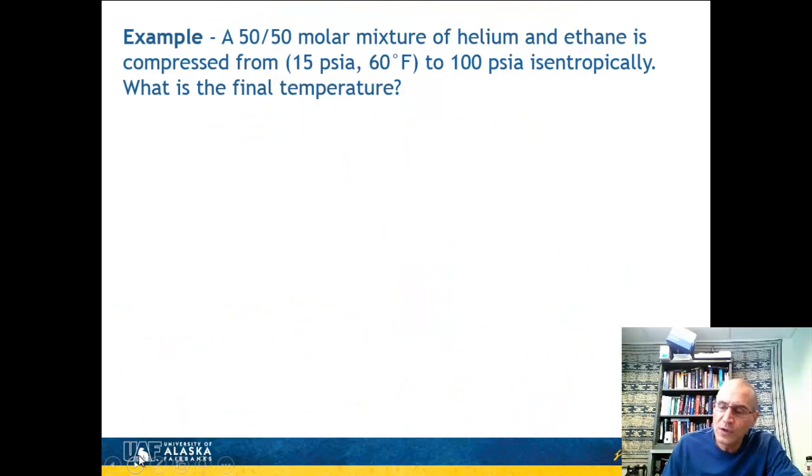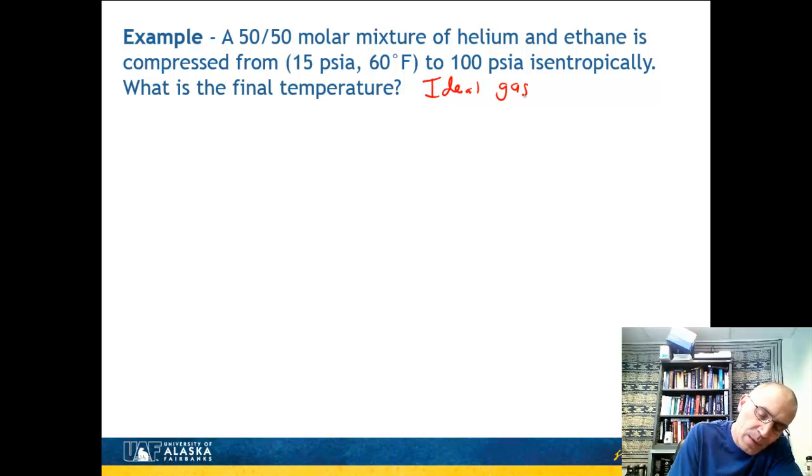All right, so let's go ahead and just do an example first with an ideal gas. And so here's the problem we've got. We have a 50-50 molar mixture of helium and ethane, and it's compressed from these conditions of 15 psia and 60 degrees Fahrenheit to 100 psia isentropically. We want to find out what the final temperature is. We're going to go ahead and assume that this is an ideal gas mixture, and so we can go ahead and determine what this is.